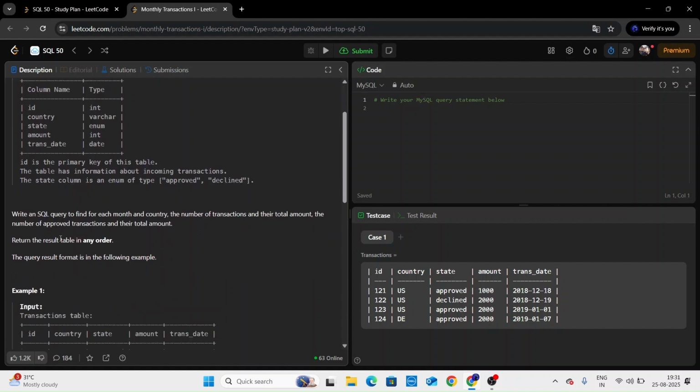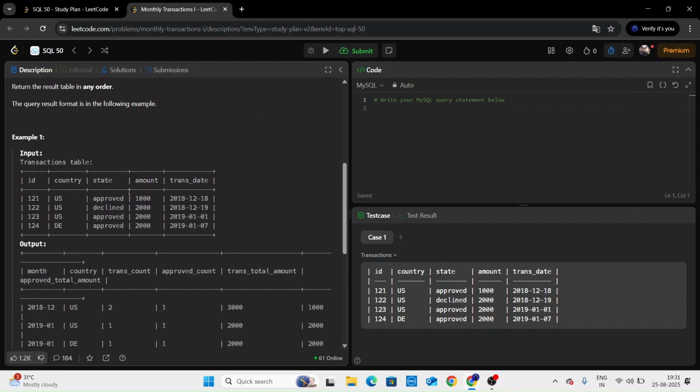Okay, we have a single table. That is nice. We need to write a SQL query to find, for each month and country, the number of transactions and their total amount, and the number of approved transactions and their total amount. Okay, let's see the input.